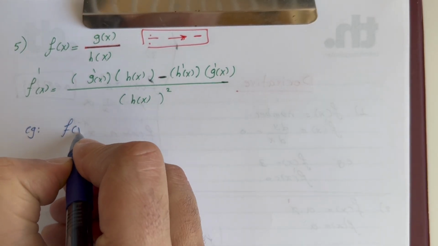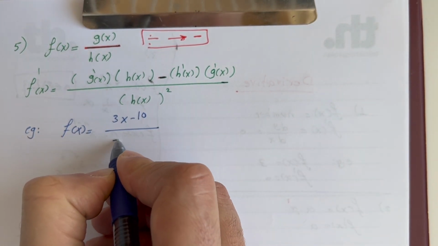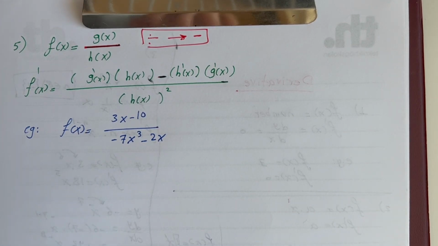Example, what if I have f(x) equals (3x minus 10) over (negative 7x cubed minus 2x)? This is a difficult question, so you need to focus.